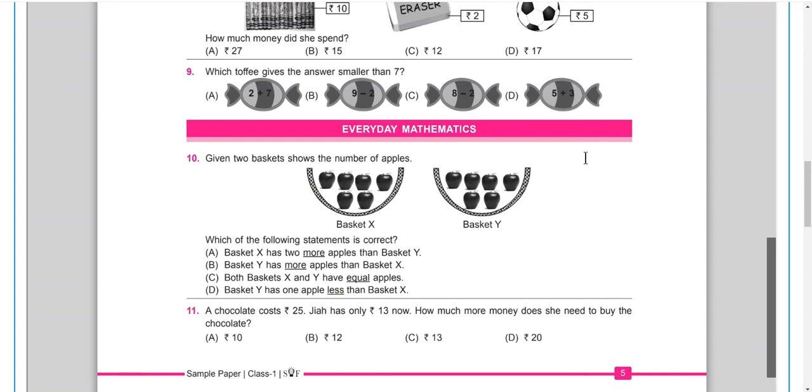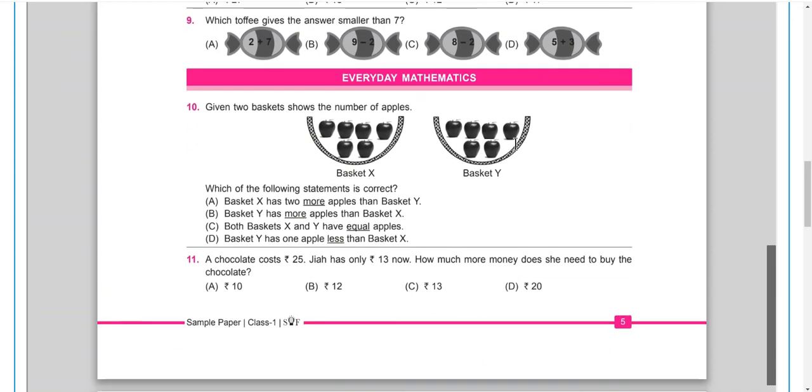Let's read out D also. Basket Y has 1 apple less than basket X. False. So what is our answer? C. So C is the correct answer. So these kinds of questions you might get, where the examiner will ask you to count something and will give some statements, and you need to read and select the correct one. Okay, easy. Next let's go to 11th.